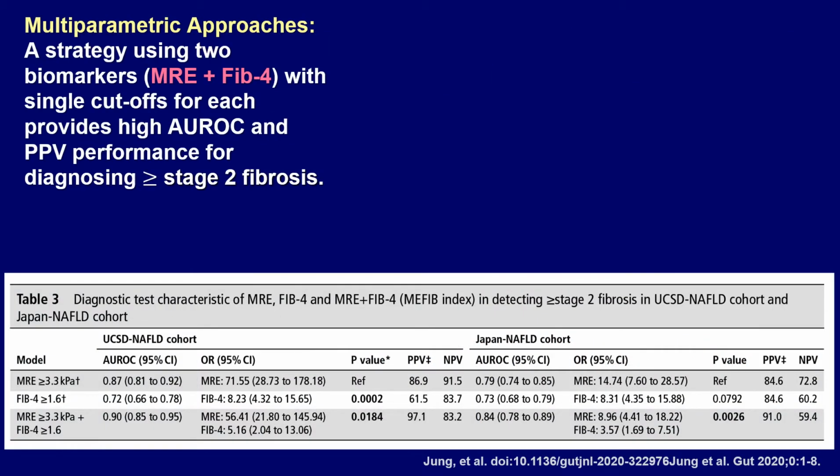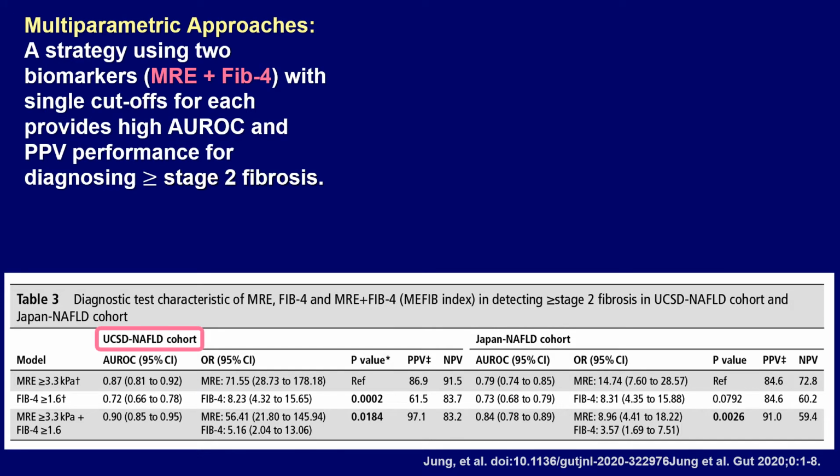A strategy that combines biomarkers can further improve diagnostic performance. In this recent study from the US and Japan, the investigators evaluated the performance of a simple combination of MRE with the FIB-4 score. The FIB-4 score is calculated from age, ALT and AST liver enzymes, and platelet count. They looked at the performance of the MRE FIB-4 combination in diagnosing clinically significant fibrosis, F2 and greater. The results are shown here.